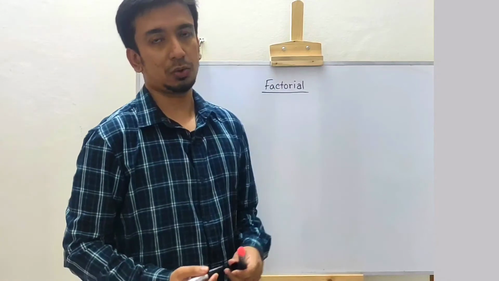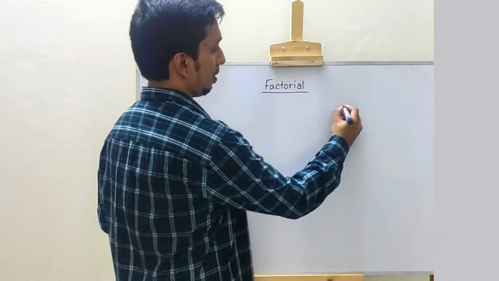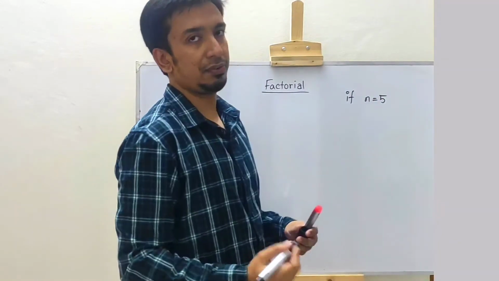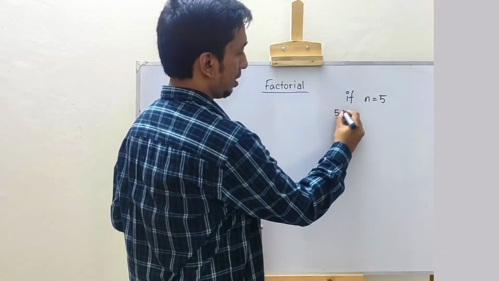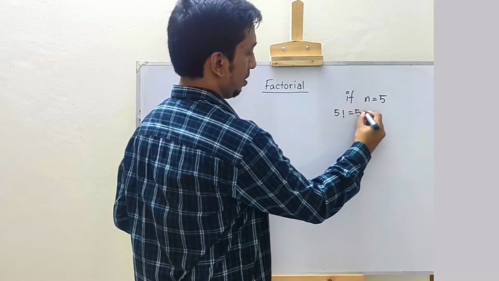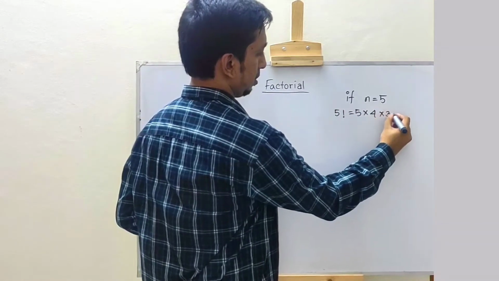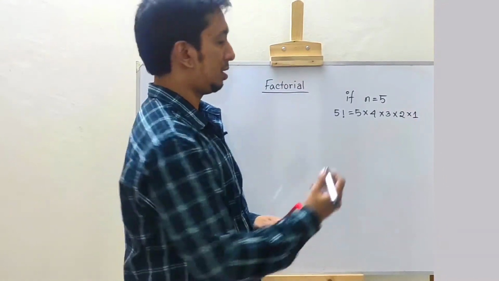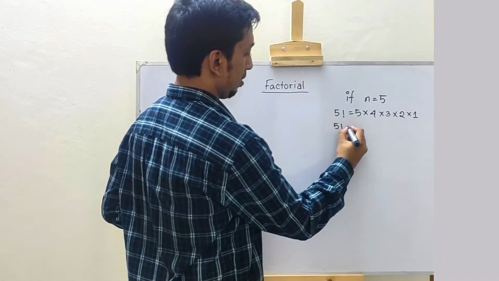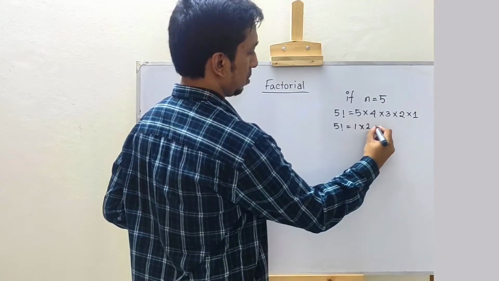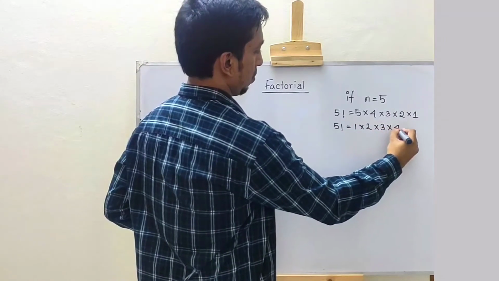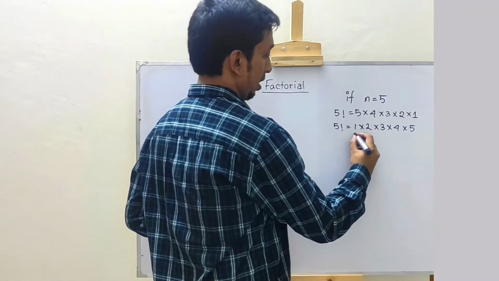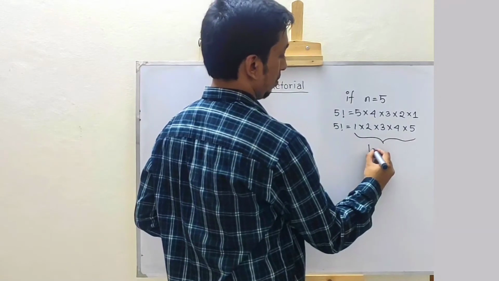As we know how to calculate the factorial, if n is equal to 5, then what will be the value of factorial 5? Factorial 5 is 5 into 4 into 3 into 2 into 1. We can simplify it. Factorial 5 is equal to 1 into 2 into 3 into 4 into 5. Let's take this as a loop variable.